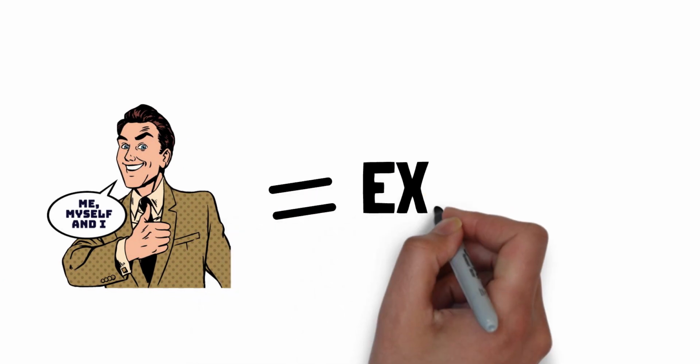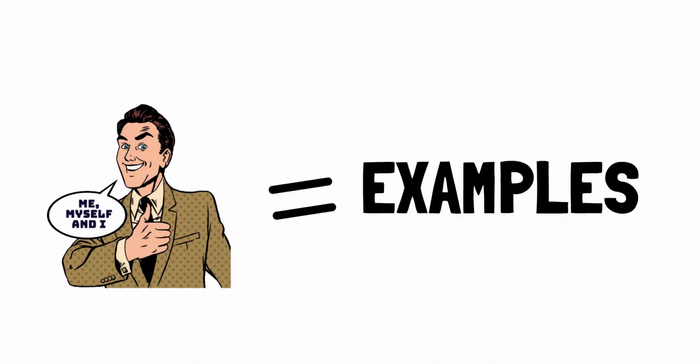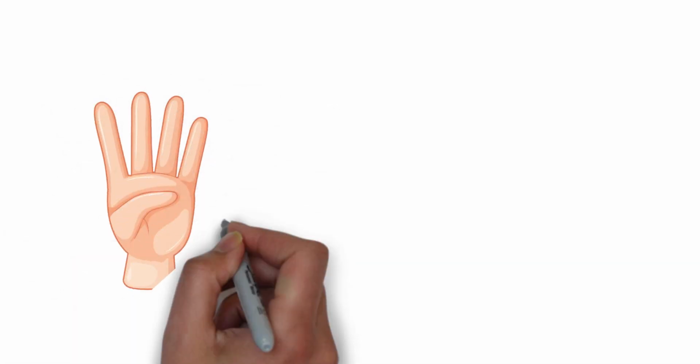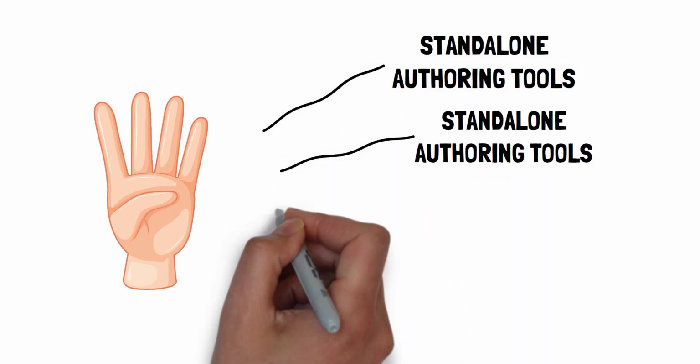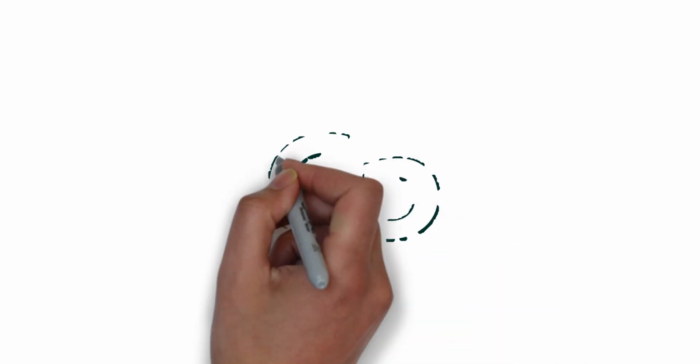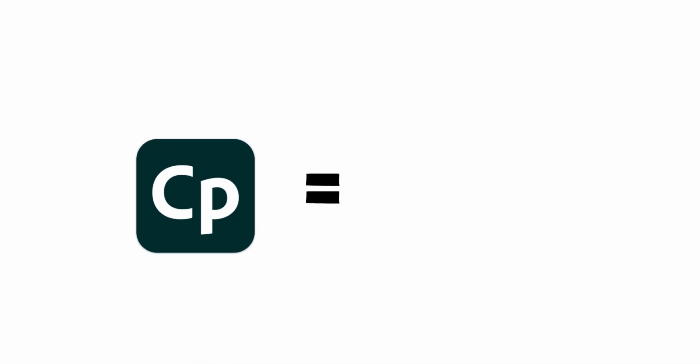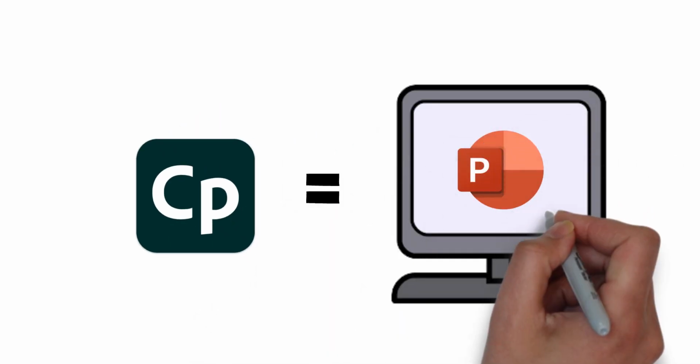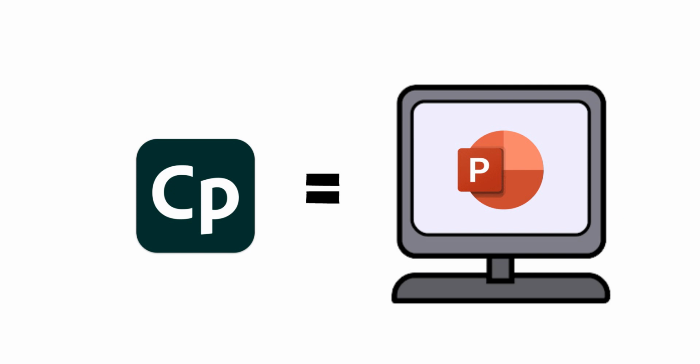But what are some examples of standalone e-learning technologies? Well, there are the big four tools to create content in e-learning. And three of them are standalone authoring tools. The first one is Adobe Captivate, great for taking PowerPoint slides and building them into e-learning as an authoring tool.